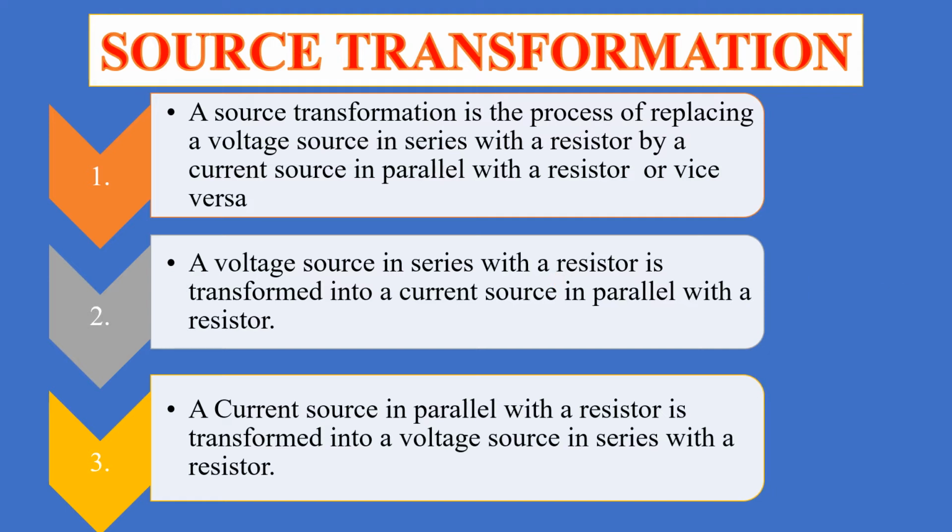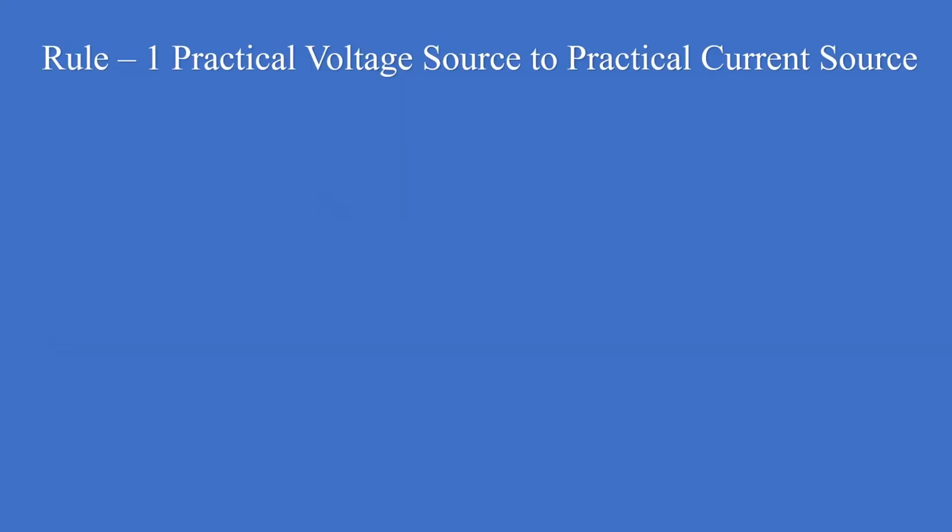While discussing source transformation, there are some basic rules, so we will discuss them one by one. The first basic rule of source transformation is that we have to convert the practical voltage source into a practical current source. Before that, we should understand what a practical voltage source is.